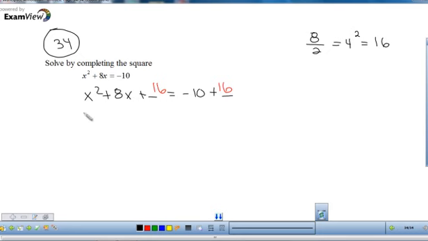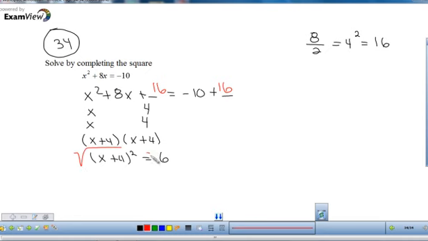Once I add to both sides, I'm going to go ahead and factor. Two numbers multiplied together that give you x squared, and then I need two numbers multiplied together that give you 16. I'm going to have x plus 4, x plus 4, or I can write it as x plus 4 squared. And on the right, I'm going to have negative 10 plus 16, or 6. So I'm going to go ahead and take the square root of both sides. So I get x plus 4 equals plus or minus the square root of 6. Remember, when you take the square root of both sides, you get a plus or minus. So then we're going to move the 4 to the other side, so it becomes a negative 4.